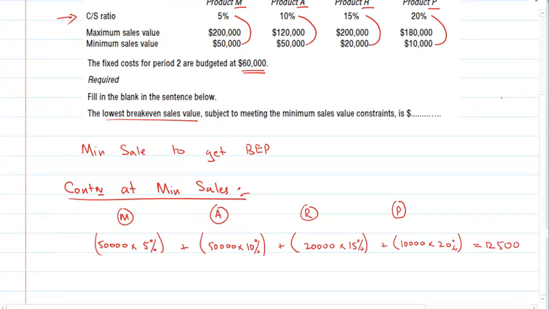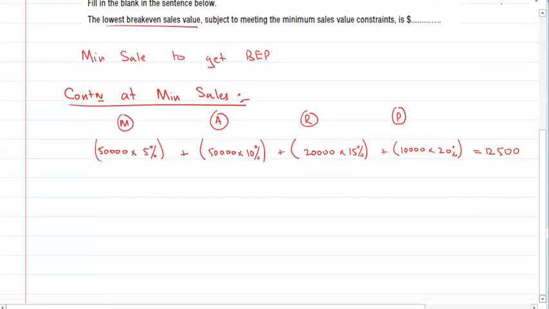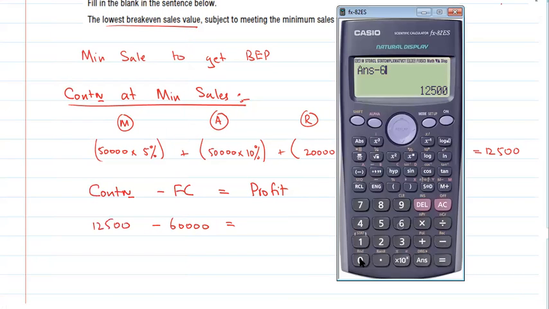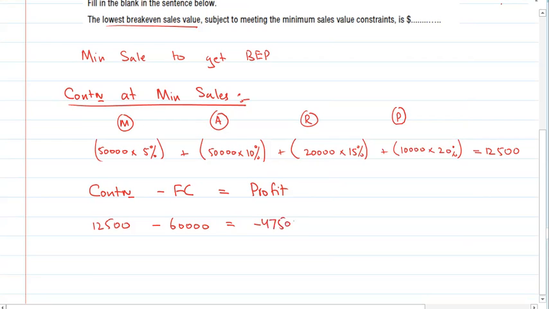That's the contribution. Now the second step: we know that the fixed cost that is given to us is 60,000, and contribution minus the fixed cost will be your profit. So how much is the contribution at minimum sales? 12,500. How much is the fixed cost? 60,000. So how much will be the profit? In fact, it is going to be a loss. The loss is 47,500. So it's not a profit, it's actually a loss, right?